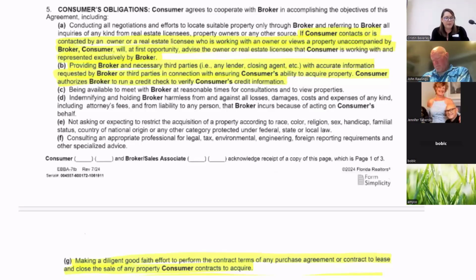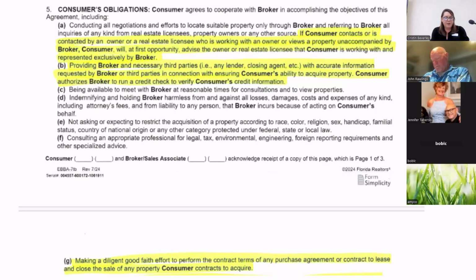All right, item C, being available to meet with the broker at reasonable times for consultations and to view properties. D, indemnifying and holding the broker harmless from and against any losses, damages, costs, and expenses of any kind, including attorney's fees, from liability to any person that the broker incurs because of acting on the consumer's behalf. Not asking or expecting to restrict the acquisition of property according to race, color, religion, sex, handicap, familial status, country of national origin, or any other category protected under federal, state, or local law.